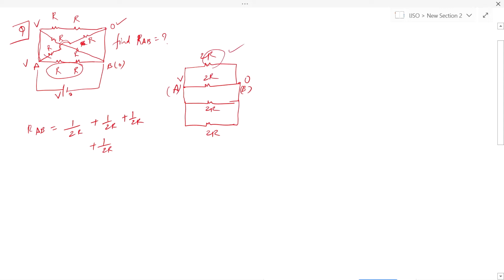So this is included. Then this is also parallel. This is also included. Then this is also a parallel. All are parallel to each other because all follow a different path. Yes. So all are parallel to each other. So it is 4 by 2R. Okay, got it. Yeah, correct. RAB will be the reciprocal of this. So it's 2R by 4, which is R by 2.